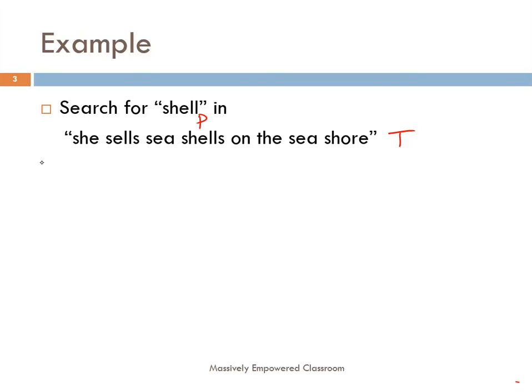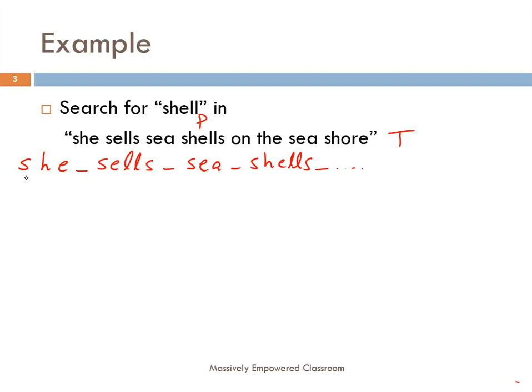So let me write the characters in this given text. There is "she" and a space, "sells", "sea", "shells". I will not write the rest of it because we know that at this point we are going to find a match for shell. Now how do we begin?